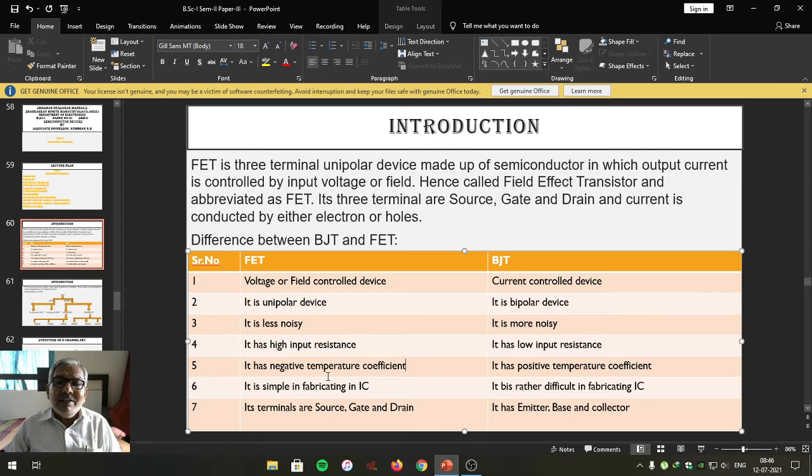It is simple in fabricating IC. ICs can be fabricated by using FET. And with FET, the process to fabricate IC is simple.